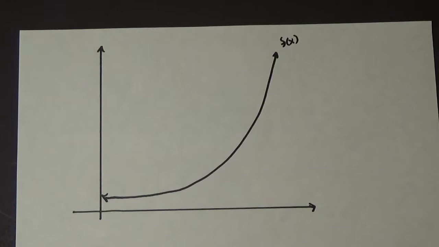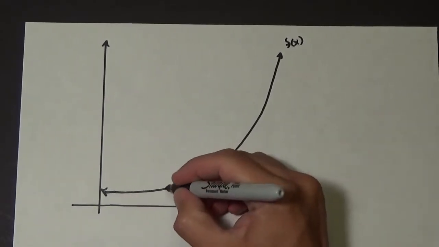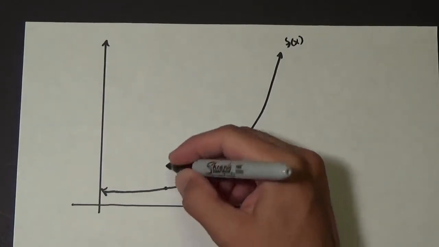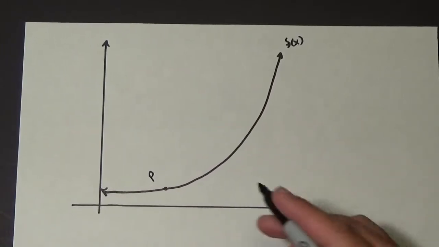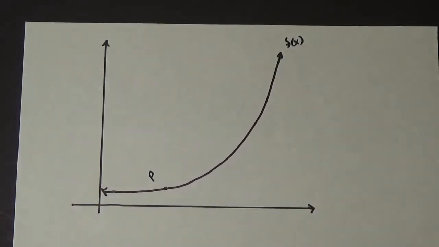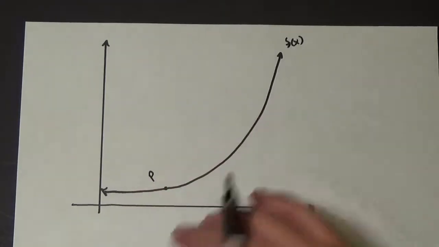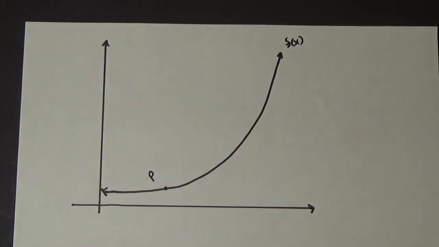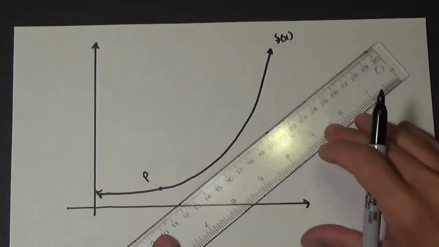And so I'm going to choose some point P. I'm going to put it down here. There's my point P. And we want to find the tangent to the, or we basically want to find a tangent line here, and we want to find the slope of that tangent line. Now, as of right now, we don't have any method to find the slope of that tangent line. However, we do have the ability to find the slope of a secant line.